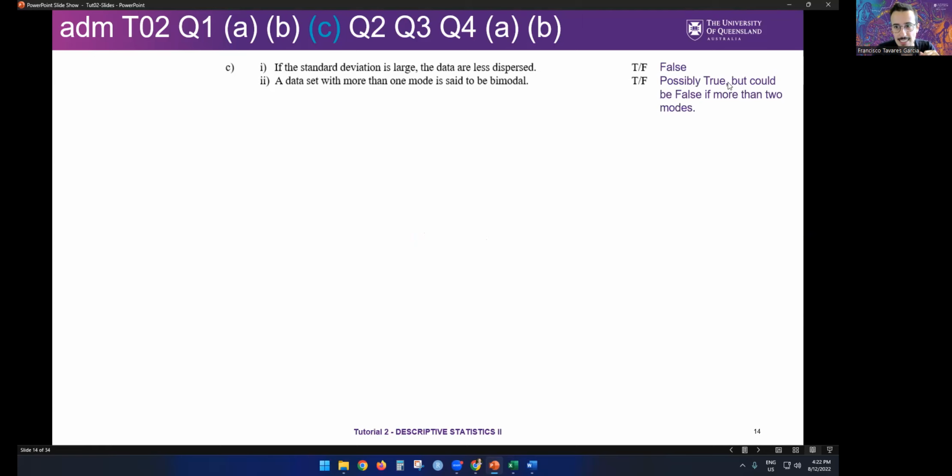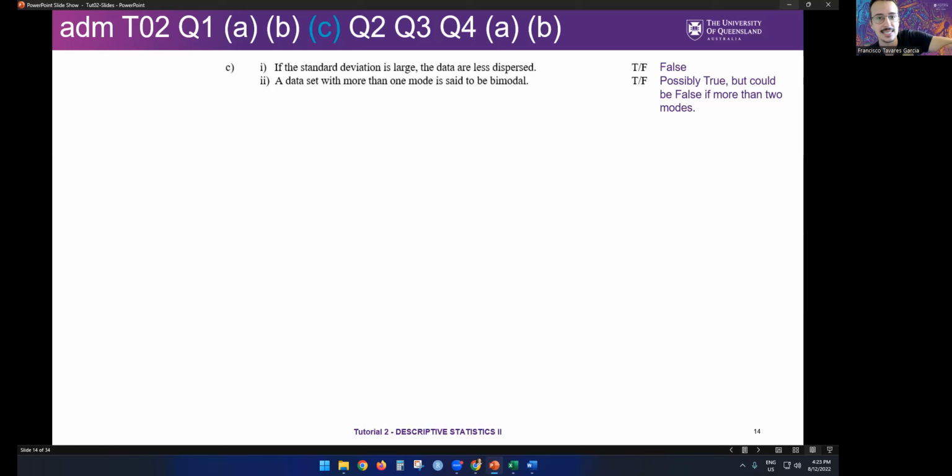Look, first one, false. If the standard deviation is large, the data is more dispersed, not less, more, right? If the standard deviation is 0, it means the data is all together, so it doesn't vary. So the more you increase the standard deviation, the more your data will be spread.